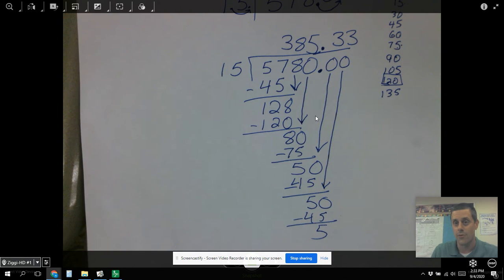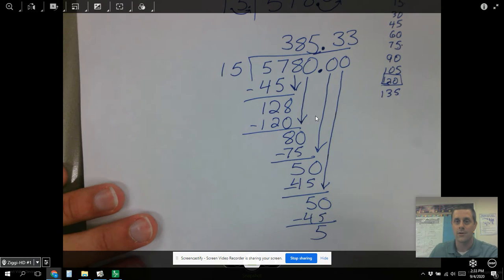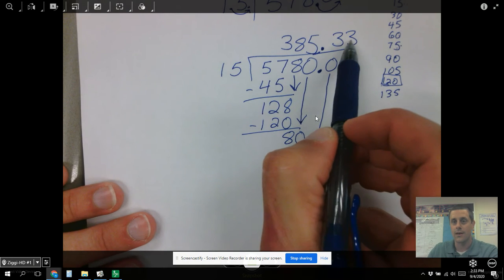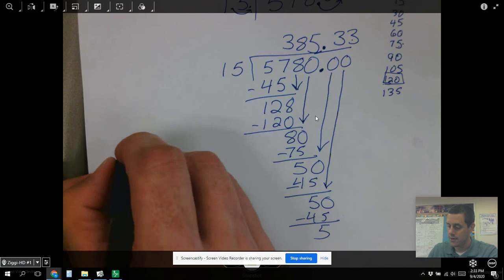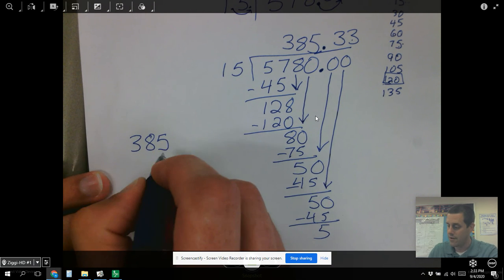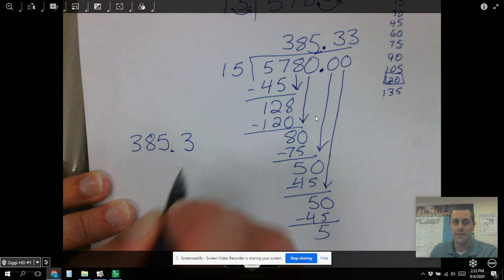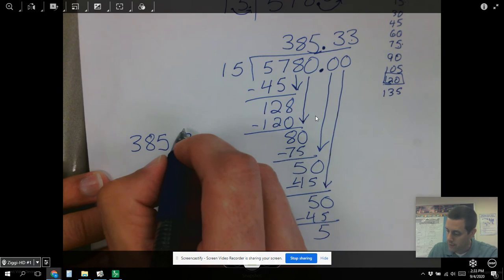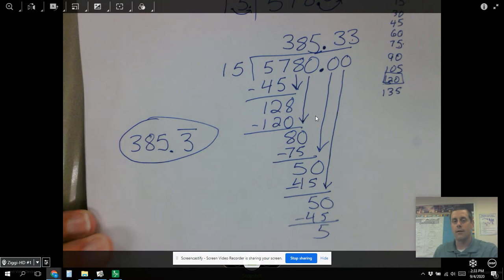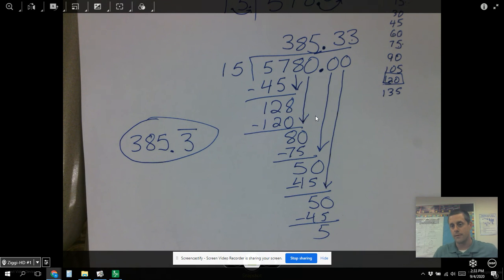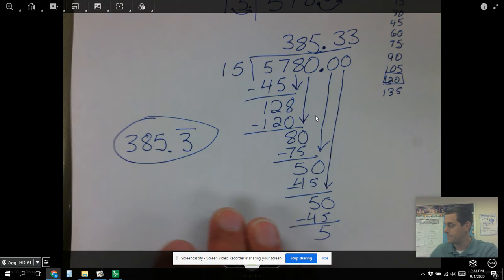Are you catching on with what's happening here? No matter how many zeros I drop, this 3 will continue to repeat. So our final quotient is 385 point, a 3 that continues to repeat. And to show that repetition, we put a little line above the 3 called a repetend bar. 385.3 repeating. Nicely done.